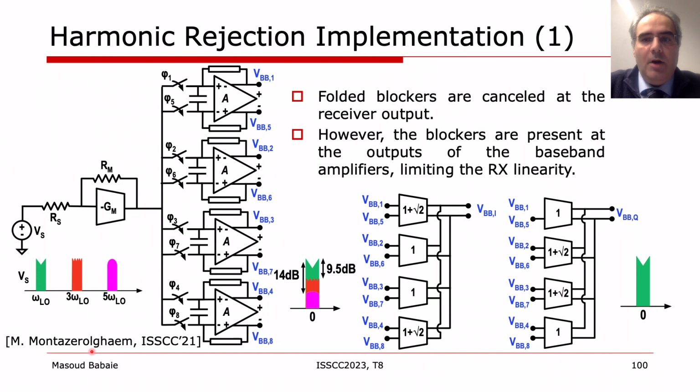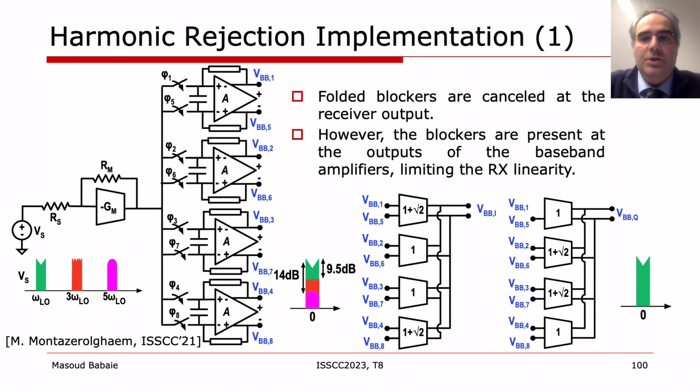In this paper, the authors implemented this idea by weighted combining the outputs of the baseband amplifiers using transconductance stages. At the receiver output, the folded blockers from 3 omega LO and 5 omega LO are cancelled. However, at the output of the baseband amplifiers and the input of the transconductance stages, the down-converted blockers are present, thus putting stringent requirements on the linearity of the baseband amplifiers and demanding large power consumption.